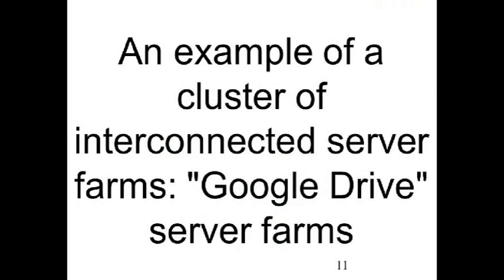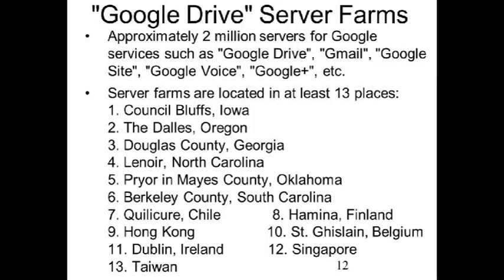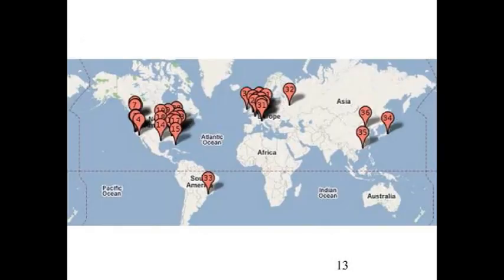Okay. And for a quick example of a cluster of interconnected server farms, the biggest one we know about is Google Drive server farms. At least 12 sites, usually more by the time it hits print. 13 sites. You'll notice that most of them are in the United States, with a good smattering in other places like Finland, Singapore, Taiwan, and Dublin, Ireland. Dublin, Ireland is a very popular place to put server farms.